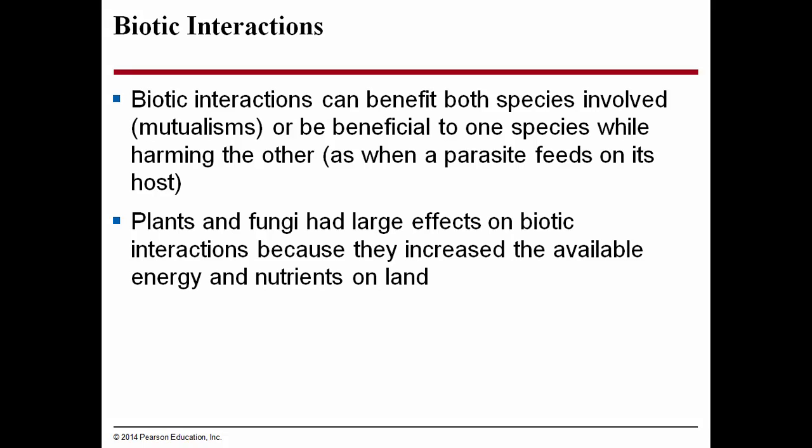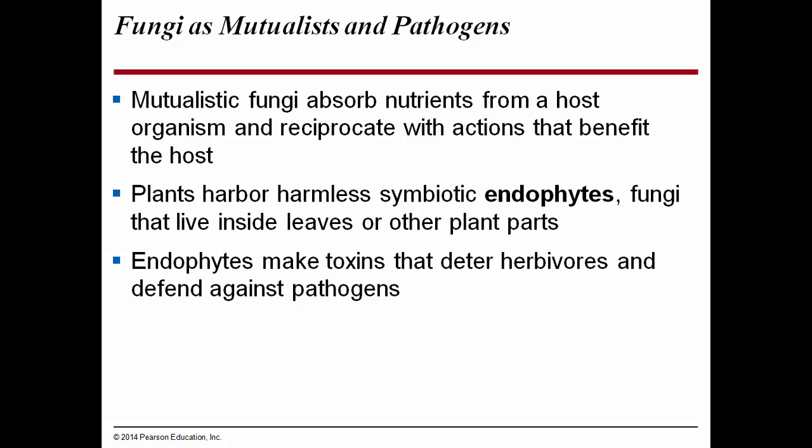oxygen present. Biotic interactions can benefit both species involved, called mutualisms, or benefit one species while harming the other, as when a parasite feeds on its host. Plants and fungi have large effects on biotic interactions because they increase the available energy and nutrients on land. Mutualistic fungi absorb nutrients from a host of organisms and reciprocate with actions that benefit the host. Plants harbor harmless symbiotic endophytes, fungi that live inside leaves or other plant parts. Endophytes make toxins that deter herbivores and defend against pathogens.